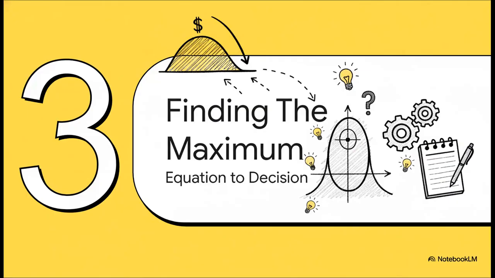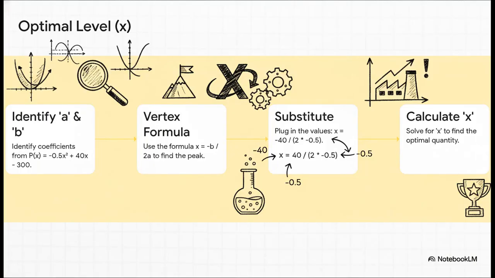So we've established this rise and fall, this hill shape. The million-dollar question, or in this case, the multi-million-dollar question, is how do we find the exact top of that hill? We're not just going to guess. We're going to use a very precise, very elegant mathematical tool, the vertex formula. This little formula right here, x equals negative b over 2a, this is our roadmap to the peak. It gives us the x-coordinate of that highest point, which for us is our optimal production level.